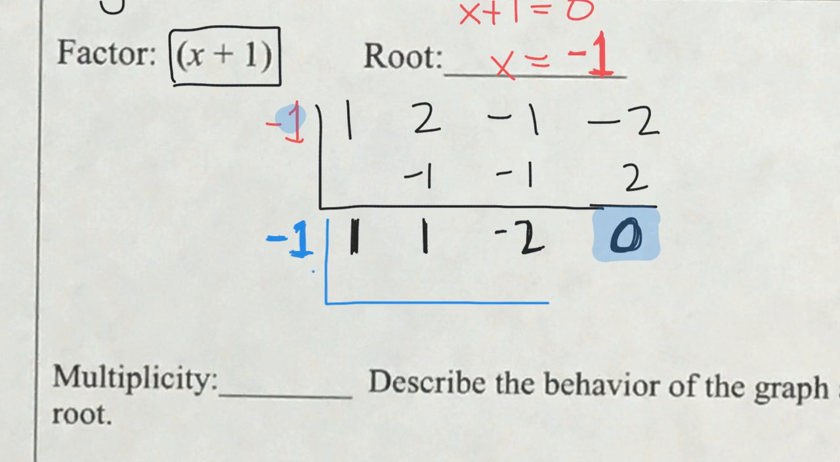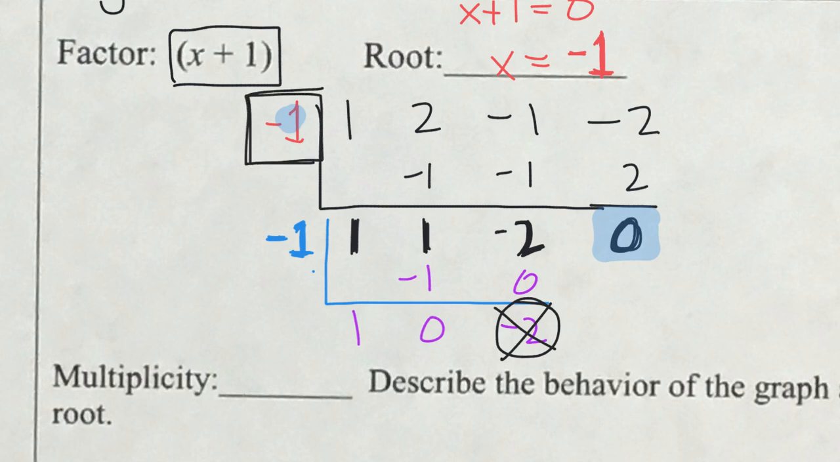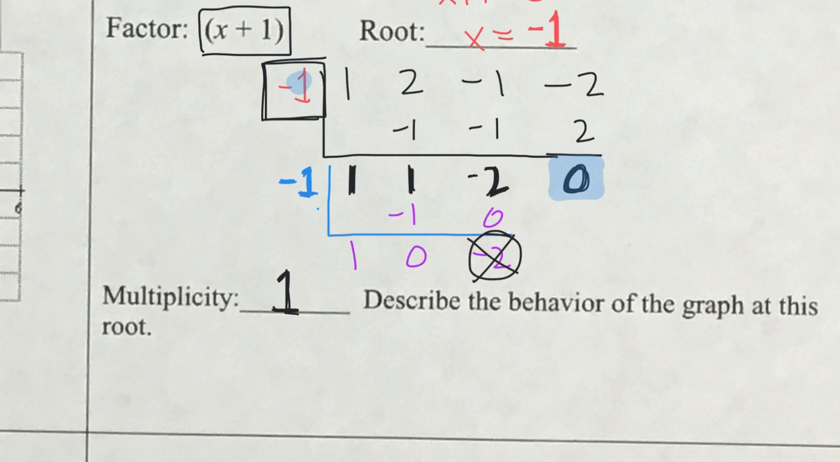This is the quotient, the polynomial we get when we divide something. So what do we get when we do synthetic division there? We notice that we get negative 2 as the remainder, which means negative 1 is only a root once. So this has a multiplicity of 1. And describe the behavior of the graph at this root. The graph will cross the x-axis.